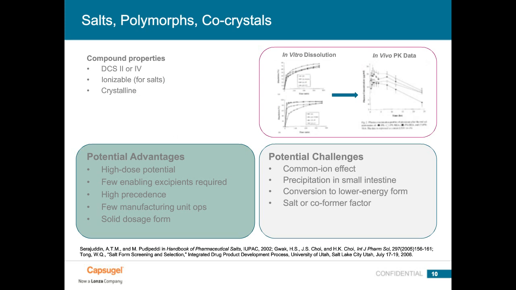So one option, the first option I talked about, is making salts, polymorphs, and co-crystals. This is really applicable for class 2 and class 4 compounds, BCS or DCS class 2 and 4. Some of the advantages of these forms: they're highly precedented, we have a very high dose potential, there are typically fewer excipients required, and the manufacturing is quite straightforward. Some of the challenges are that without some of the more enhancing excipients, precipitation can be a problem. And sometimes these compounds convert, even in the solid state, to a lower energy form on stability, which can decrease bioavailability of these forms.